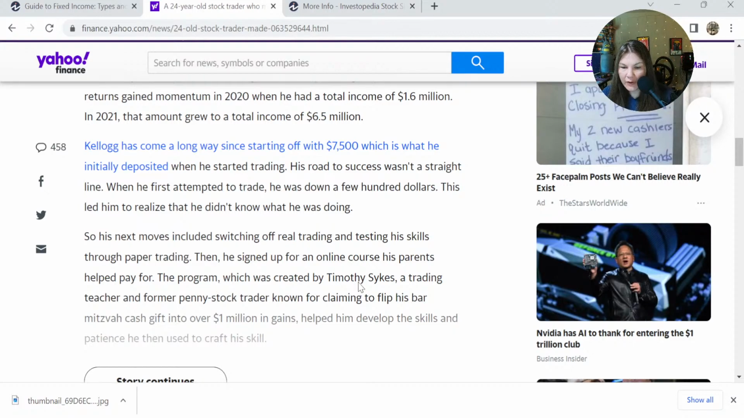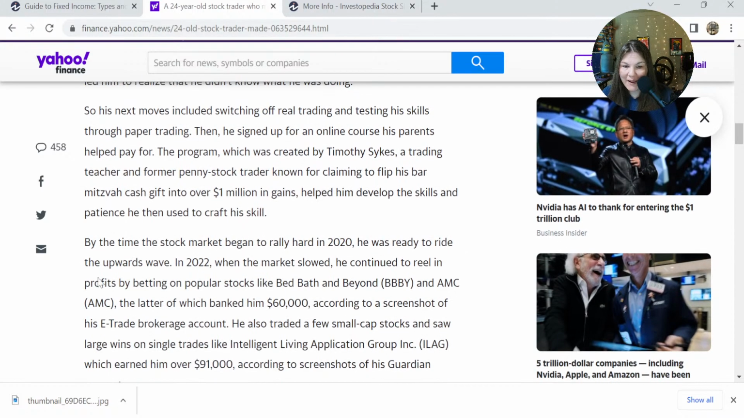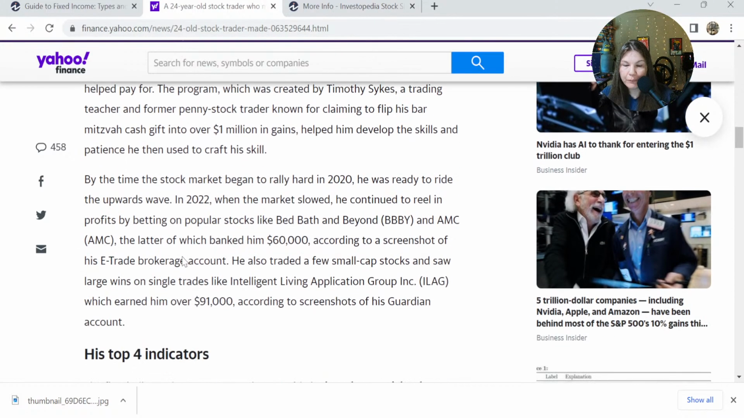The program, which was created by Timothy Sykes, a trading teacher and former penny stock trader known for claiming to flip his bar mitzvah cash gift into over $1 million in gains, helped him develop the skills and patience he then used to craft his skill. By the time the stock market began to rally hard in 2020, he was ready to ride the upwards wave.